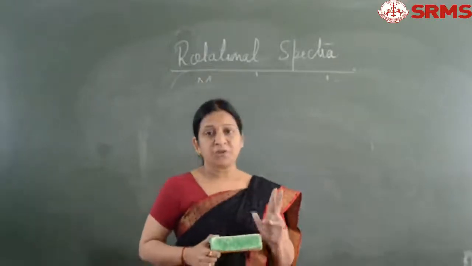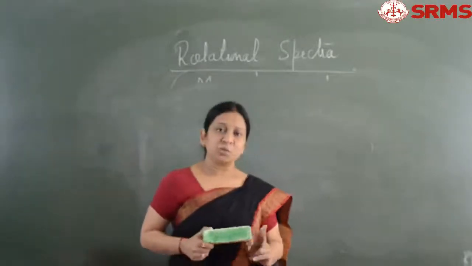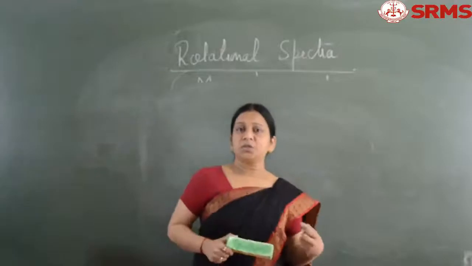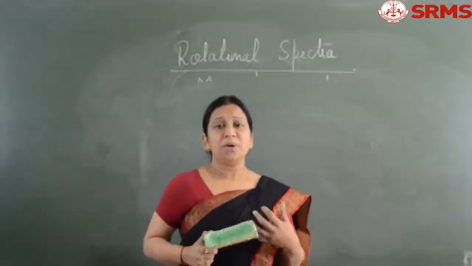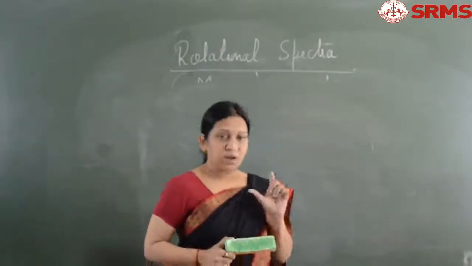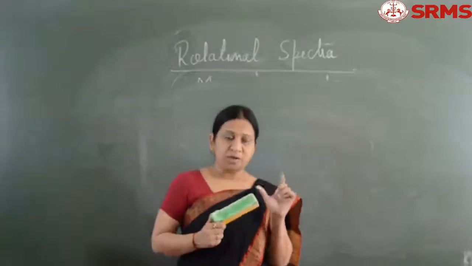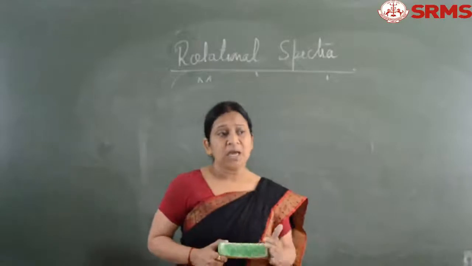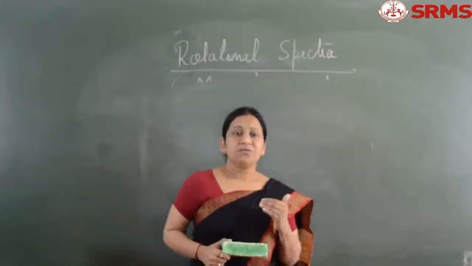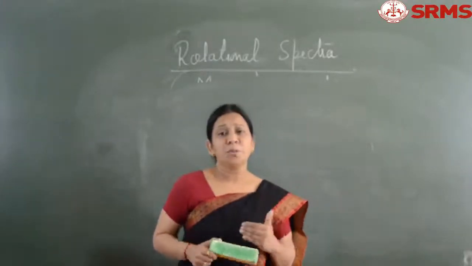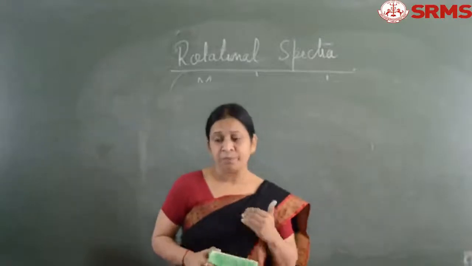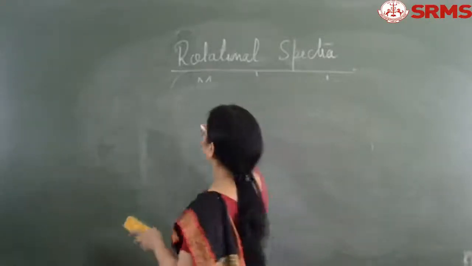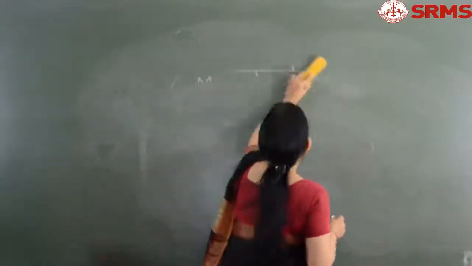Rotational spectra is also known as microwave spectra. Why? Because the radiation which we use lies in the microwave range. The range of rotational spectra is 1 to 100 centimeter inverse, and rotational spectra is given by molecules which have a permanent dipole moment. Now, we are going to discuss rotational spectra in a diatomic molecule.